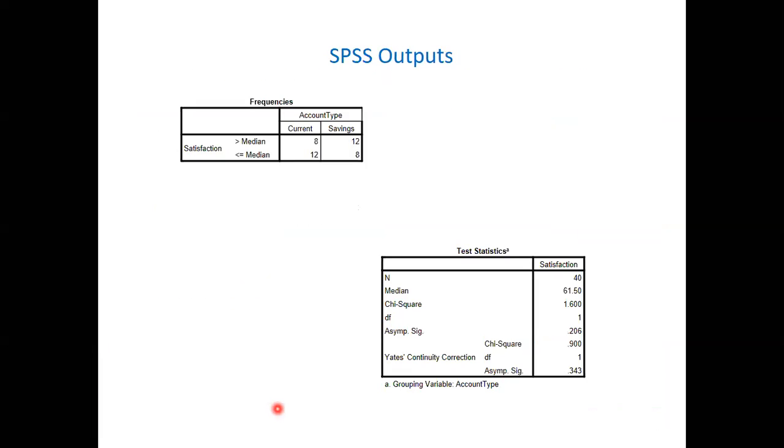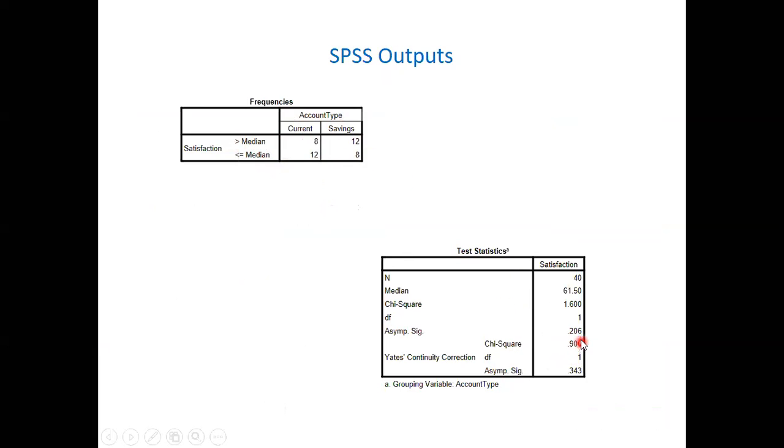You run it, look at the output. It tells you, for the current account, the ones above the median are 8, and for savings, below or equal to the median. Some people, even when a value equals the median, say you can count it as below. Then it is 12 or 8, and 8 here.